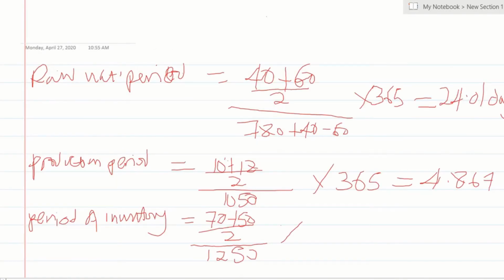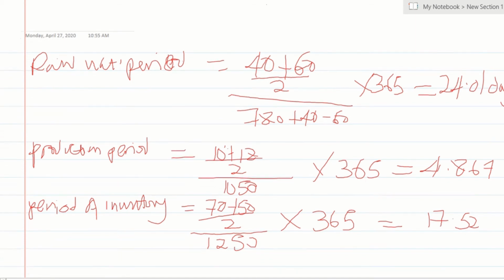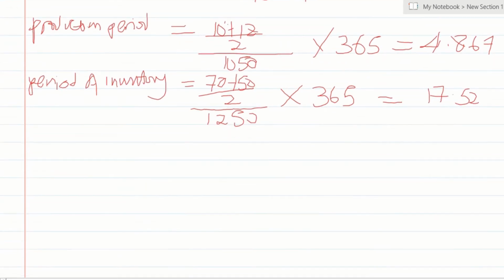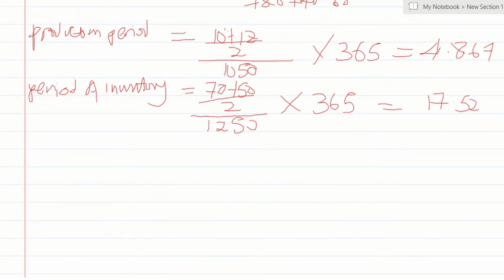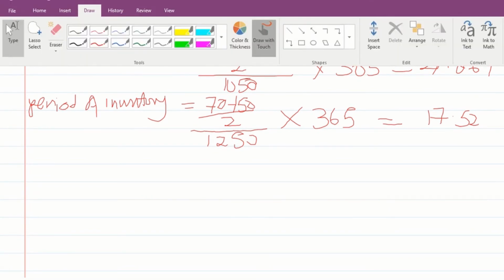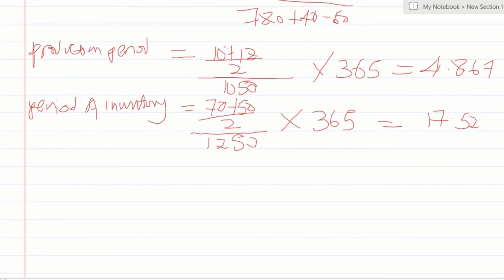So we compute here, we multiply by 365, and this one will give us 17.52. Remember, everything here is in terms of days. Move on to create more space to write the rest of the details. Receivables period. Debtors period, you may call it so.